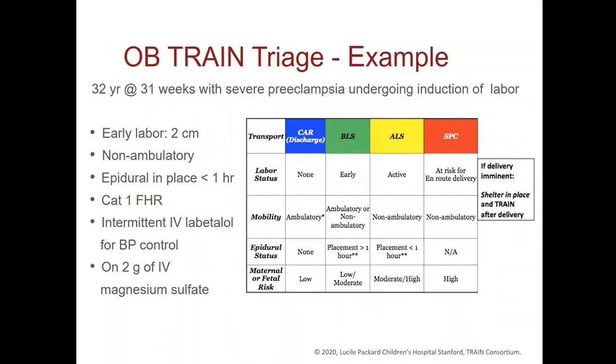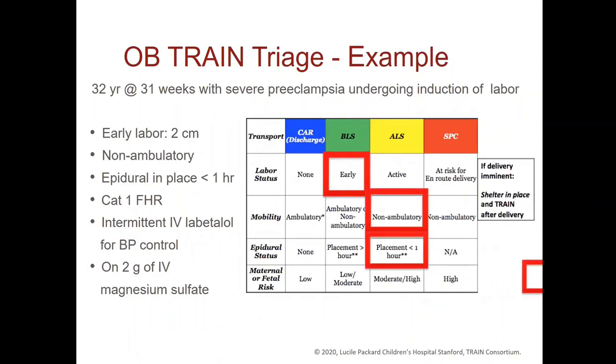So here's a little bit more example, a harder example. Here's a 32-year-old at 31 weeks. So she's premature, she has severe preeclampsia, and because of that, she's undergoing induction for the safety of her and her baby. So she's undergoing induction, she's only 2 centimeters, so that's early. She's not walking, and she has an epidural in place. Her baby looks okay. However, she is receiving IV labetalol intermittently for her blood pressure control, and she's receiving a continuous dosing of magnesium sulfate. This magnesium sulfate is very high-risk medication. It has to be carefully watched because it has a respiratory depression aspect to it.